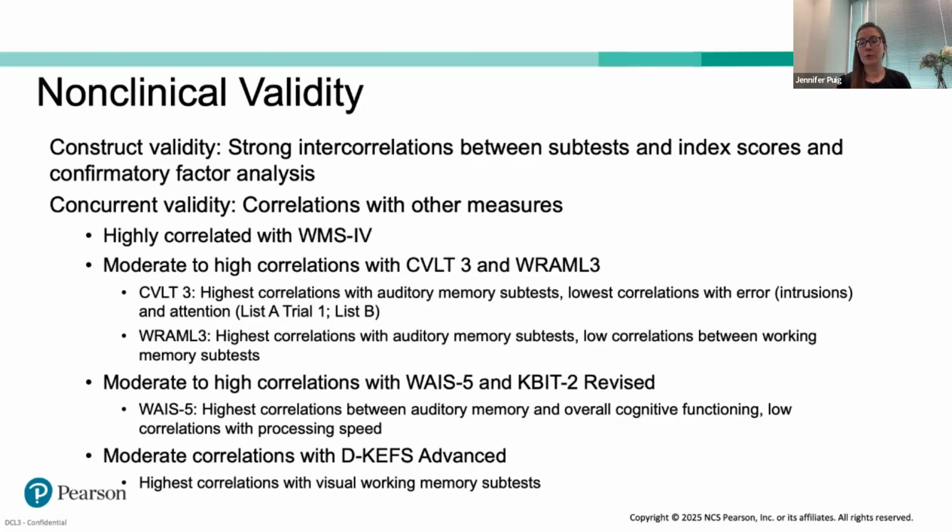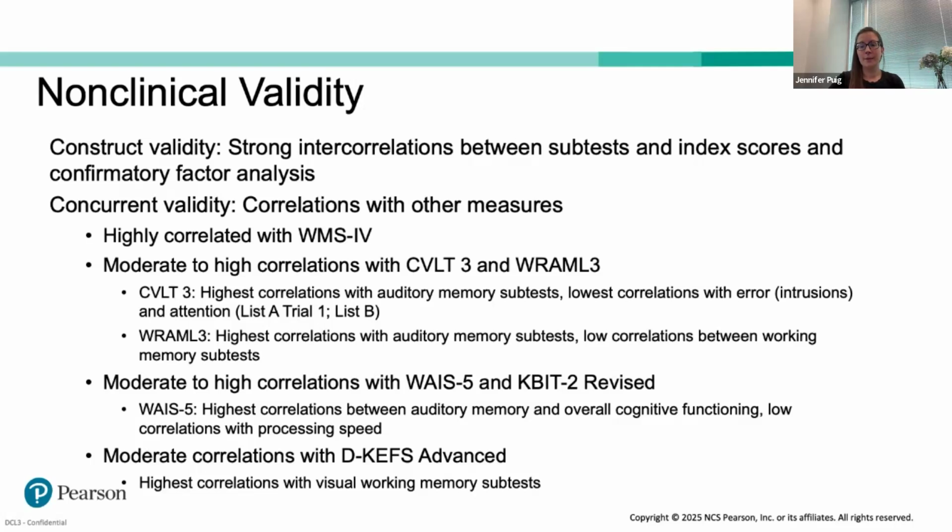In the WMS-5 RAML-3 study, the highest correlations were between the auditory and verbal memory subtests and indexes, respectively. And the lowest correlations were between the visual working memory and working memory subtests. This was expected because the RAML-3 has measures of auditory and visual working memory, whereas the WMS just has visual working memory. So we were anticipating lower correlations between those two indexes and subtests.